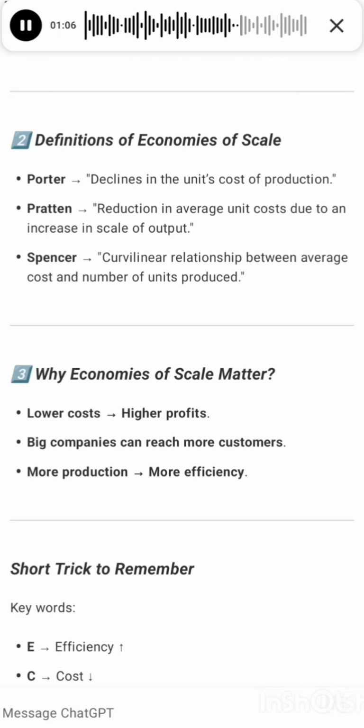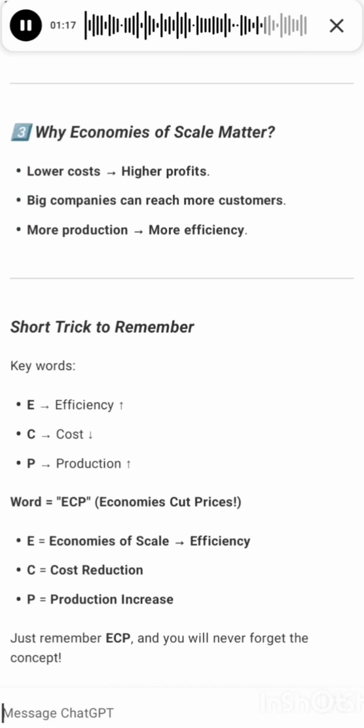Why economies of scale matter. Lower costs, higher profits. Big companies can reach more customers. More production, more efficiency. Short trick to remember. Keywords, E, efficiency, C, cost, P, production. Word ECP, economies cut prices. E equals economies of scale efficiency, C equals cost reduction, P equals production increase. Just remember ECP and you will never forget the concept.